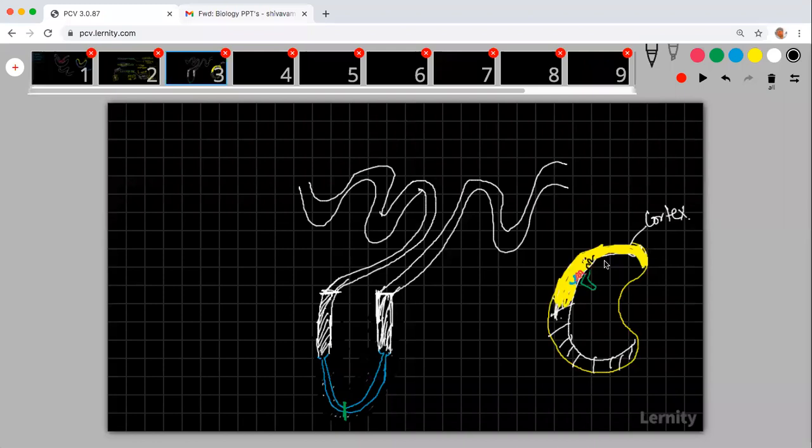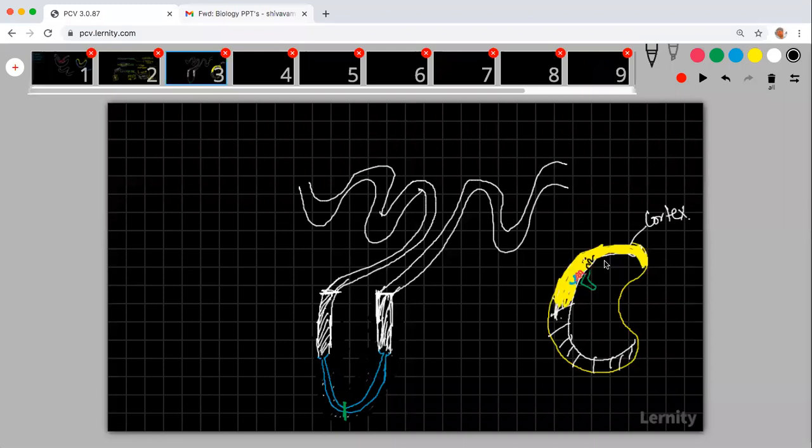Renal pyramids are in the medullary region. Renal pyramids are only in the medulla region. Where is your distal convoluted tubule? It is again lying in the cortex. Are we able to understand the position of these things?